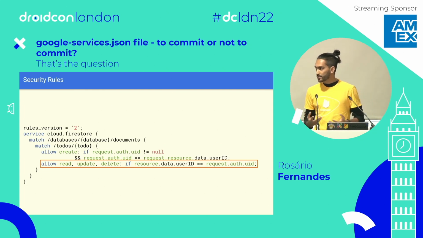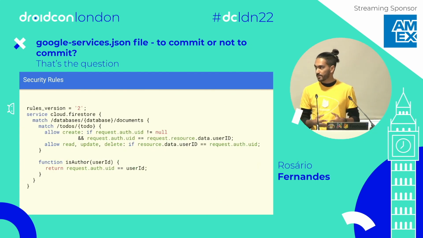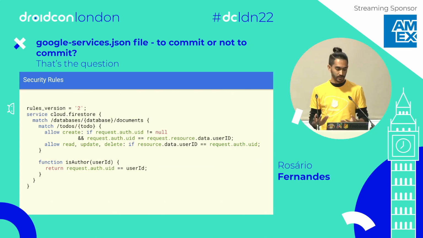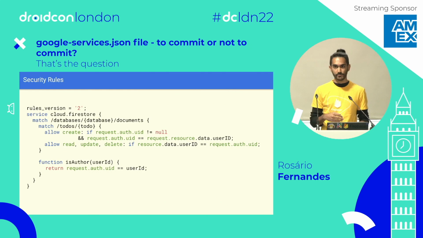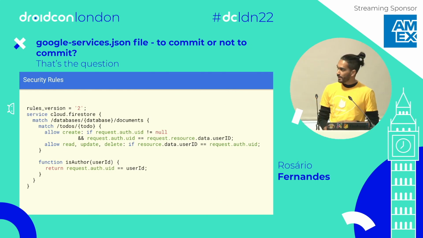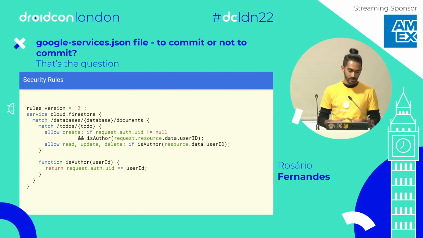And a really nice feature of security rules that I personally like is the ability to create functions. So I could probably simplify my rules by creating a new function. In this case, I called it isAuthor, which tells me if the user is the author of that to-do that they're creating. And then instead of having that huge line of rules, I can just simplify by calling isAuthor on create and also calling isAuthor on the other operations.